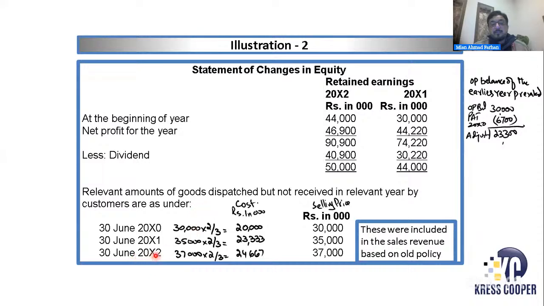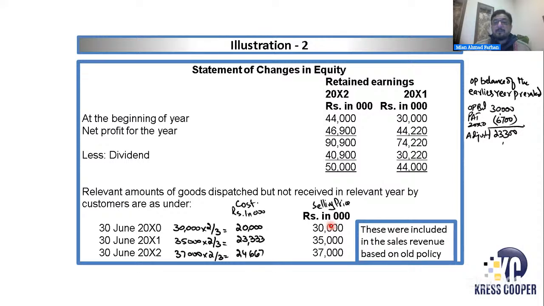In the current year 2002, the sales of 37,000 not received means it will be reduced. And in the previous year, X1, 35,000. So this is the issue of not received, means these would have been received in the next year. So in the previous year, the sales would be reduced or adjusted by reducing the sales with this amount, and the upcoming year will be increased with this amount.